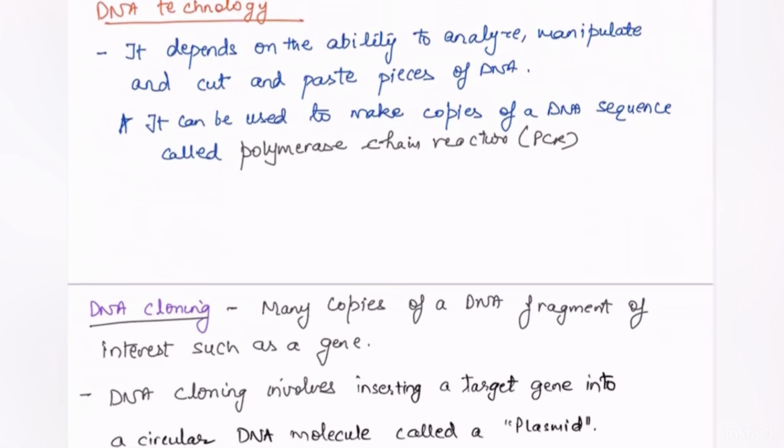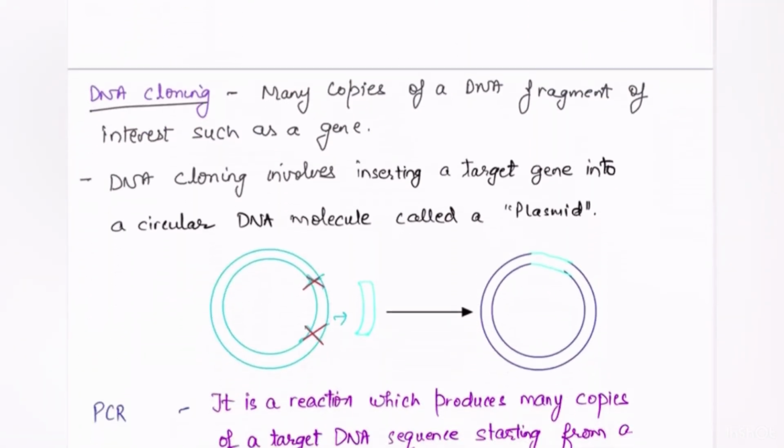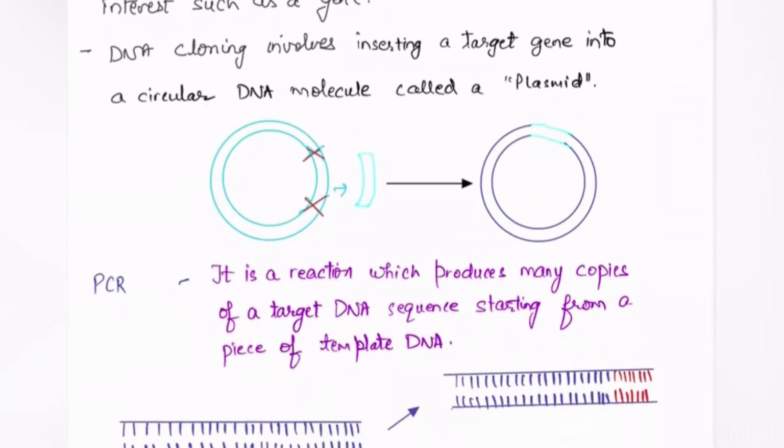DNA technology depends on the ability to analyze, manipulate, and cut and paste pieces of DNA. It can be used to make copies of a DNA sequence by a technique called PCR, Polymerase Chain Reaction. This I have already explained in detail in my previous video, and I will put the link of that video in my description box. Next is DNA cloning.